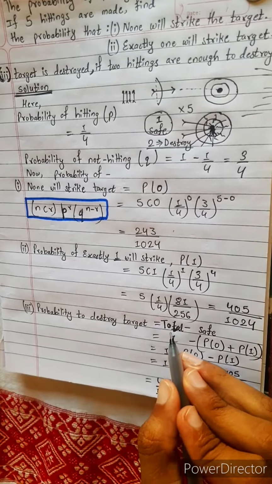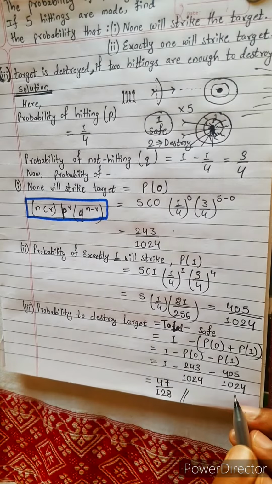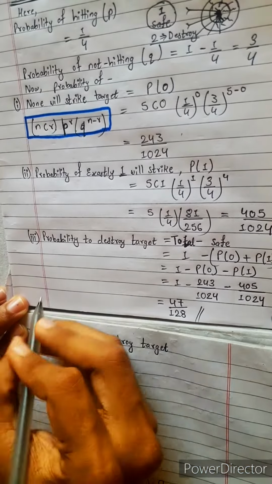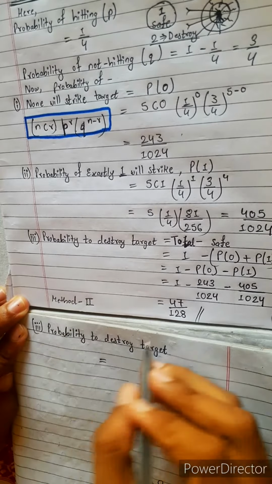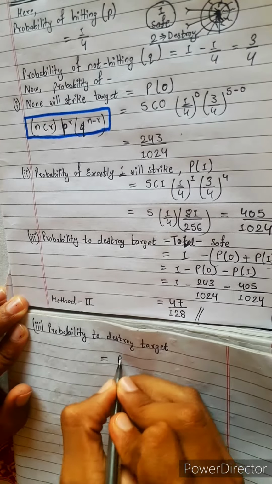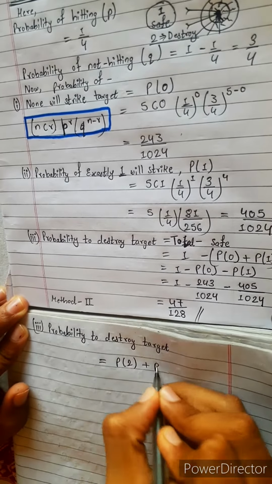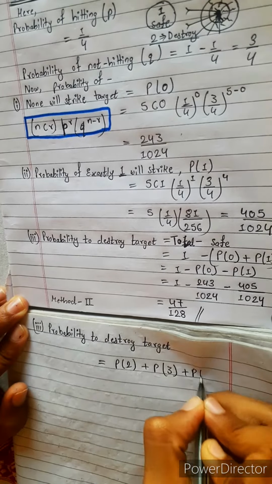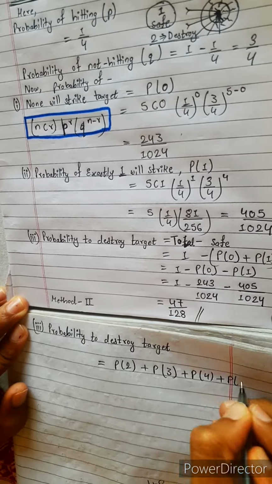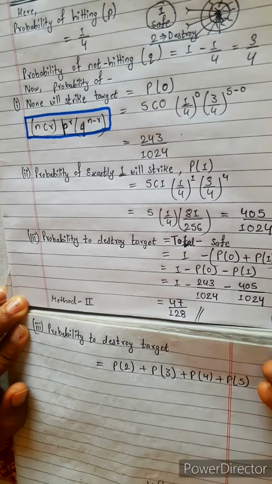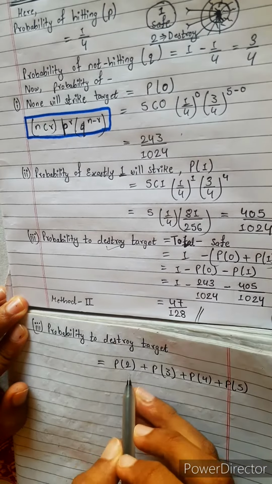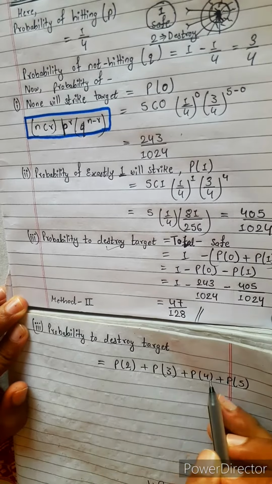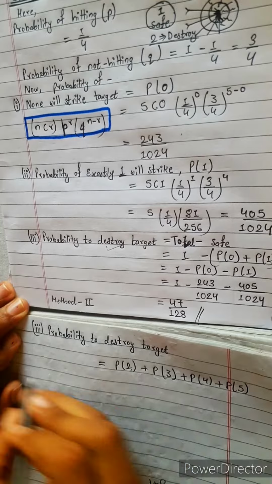I think you will be more clear when writing total minus safe. Okay. So as I said earlier, there is another method also. This is method 2, the second method. To destroy the target, it will be destroyed by two arrows, or three arrows, or it will be destroyed by four arrows also, it will be destroyed by five arrows also. Same thing, this is safe, total minus safe, it is destroy, and this is direct destroy. This also destroy, four times also destroy, five times also destroy. So find its probability.